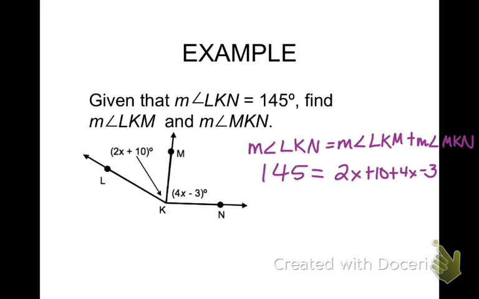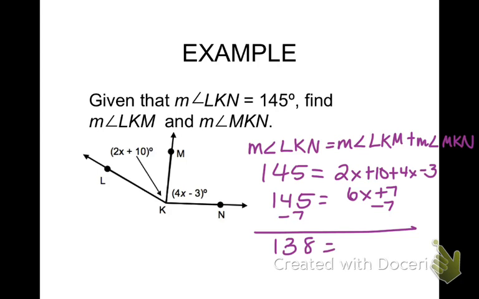Combine your like terms on the right. 2x plus 4x makes 6x. A 10 minus a 3 is 7. Subtract 7 from both sides. 138 is equal to 6x.